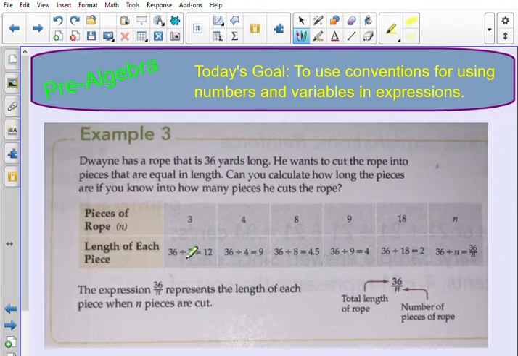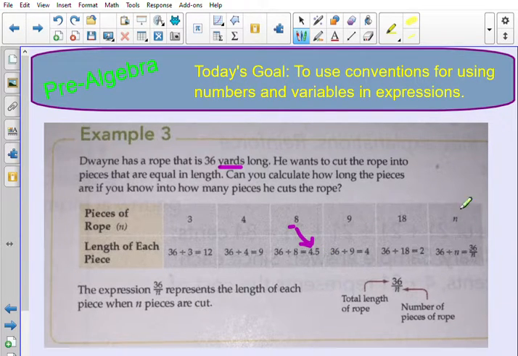So I'm going to take 36 and divide it by 3. When I take 36 divided by 3, I get 12. So each length would be 12. In the same sense, if I cut it into 4 pieces, 36 yards long cut into 4 pieces, I would have an amount of 9. That pattern will continue. Now notice they're choosing easy numbers. 36 divided by 3 is 12. 36 divided by 4 is 9. 36 divided by 8, not an easy number. However, it's doable. 36 divided by 8 is 4.5. So each length would be 4.5 feet, or excuse me, yards. 4.5 yards, not feet, yards.